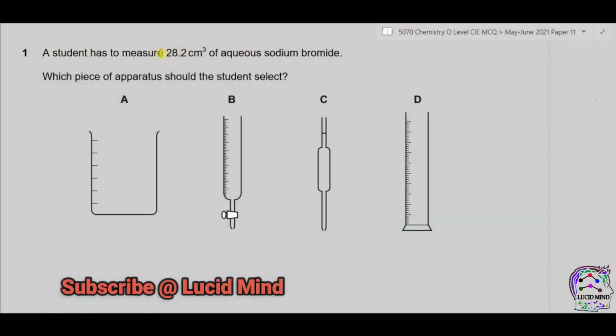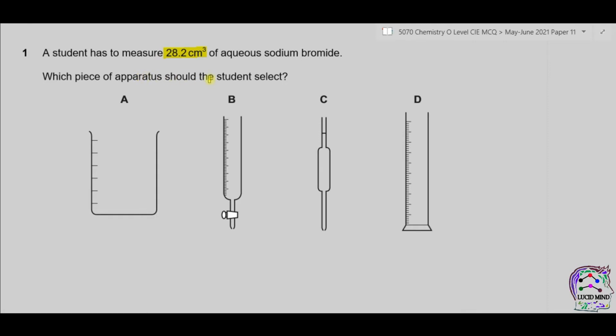Question 1. A student has to measure 28.2 cm³ of aqueous sodium bromide. Which piece of apparatus should the student select? In part A, we have beaker, and beaker cannot be used for exact volume. It can only be used for approximate values of volume. So therefore A is incorrect.